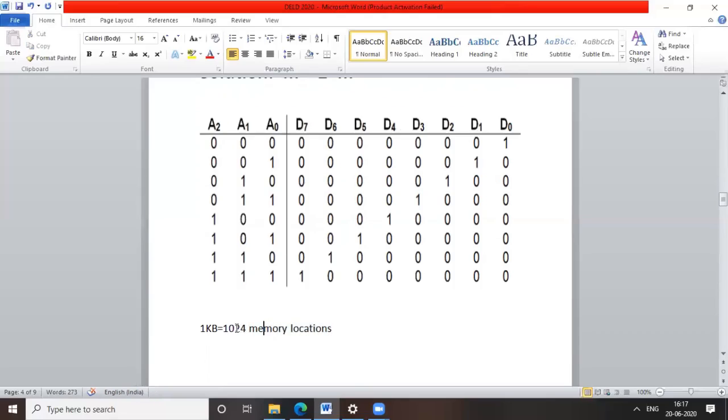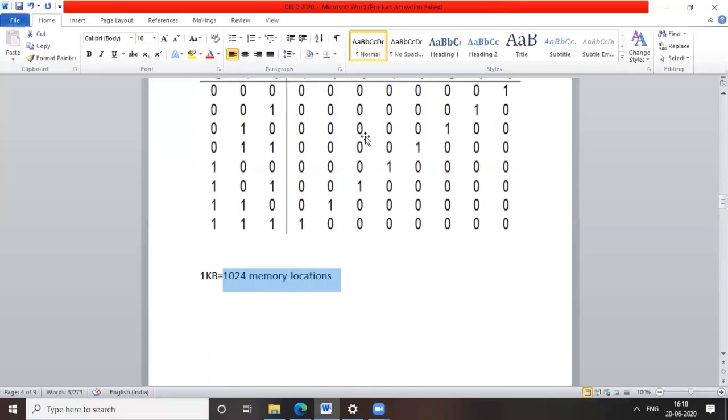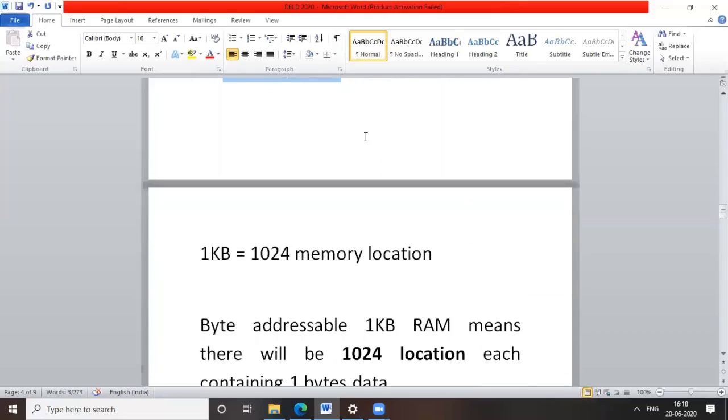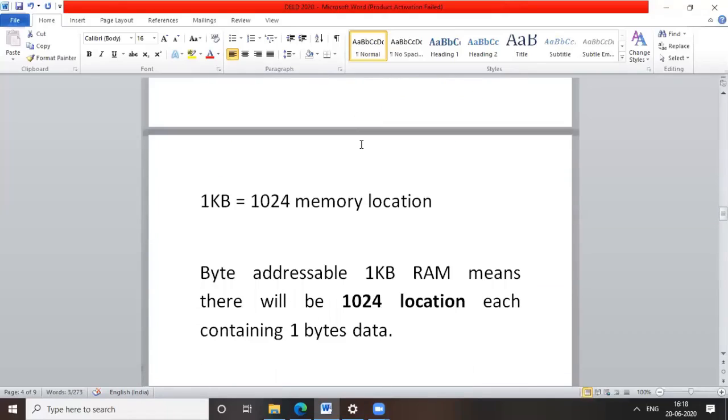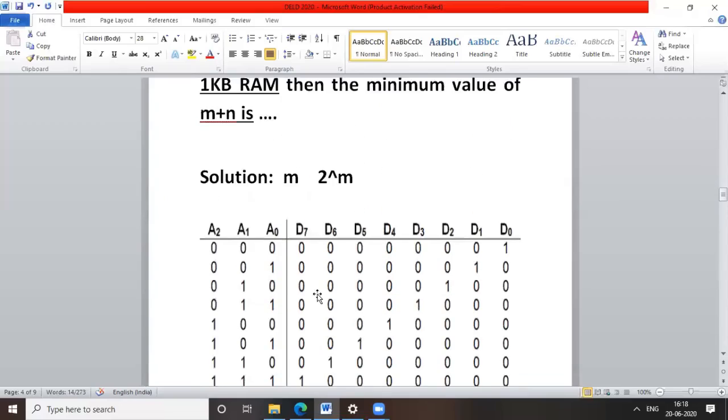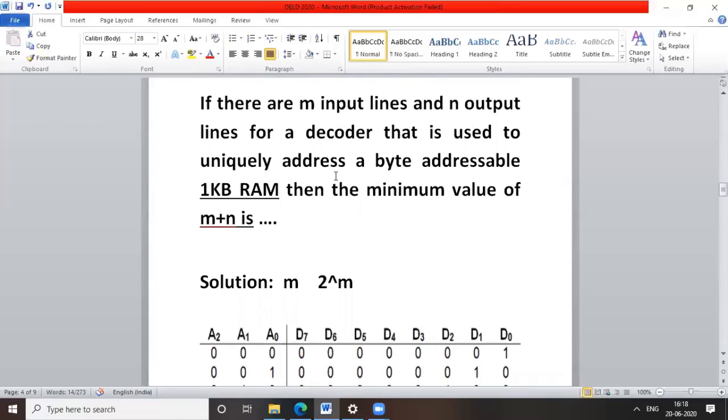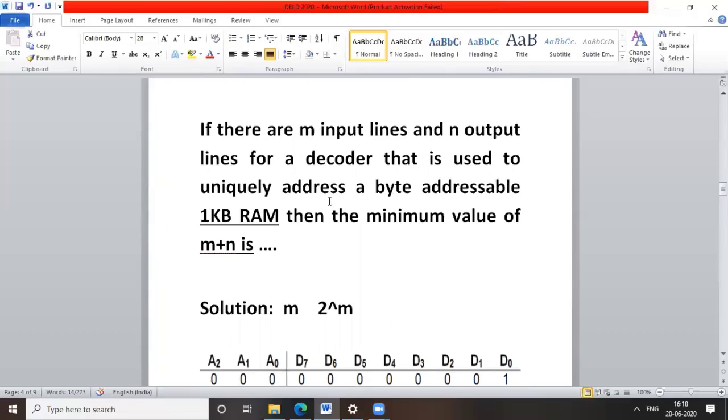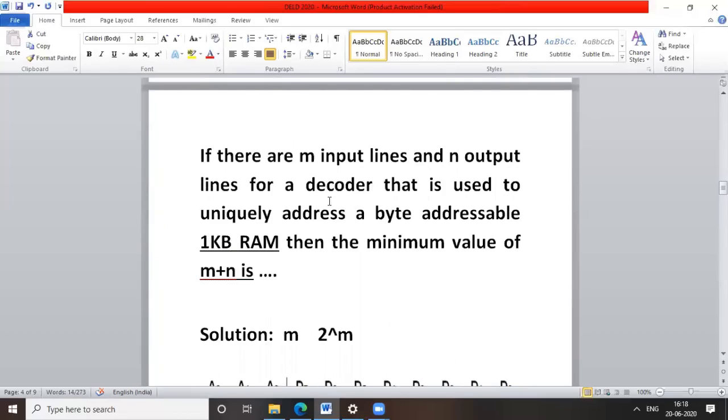Here, as we have 1024 memory locations, we will require a decoder which has how many output lines? 1024. So now we have got this value, the number of output lines: 1024. It is given that this decoder has N output lines, so we have obtained the value of N. N is 1024. So what will be the value of M?